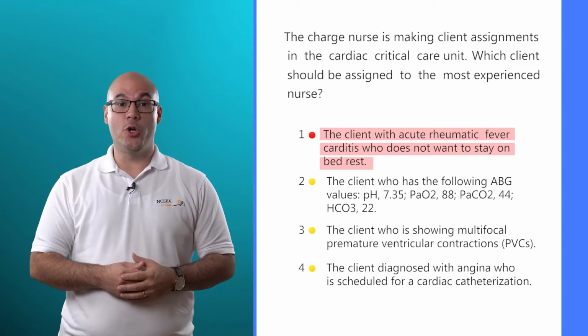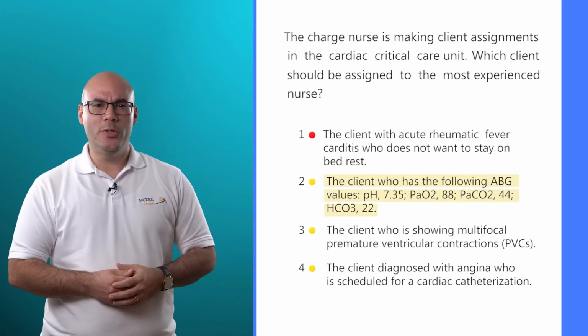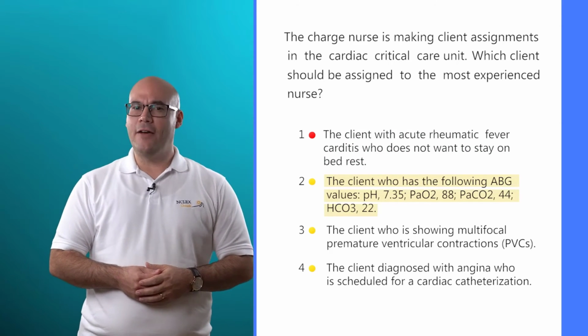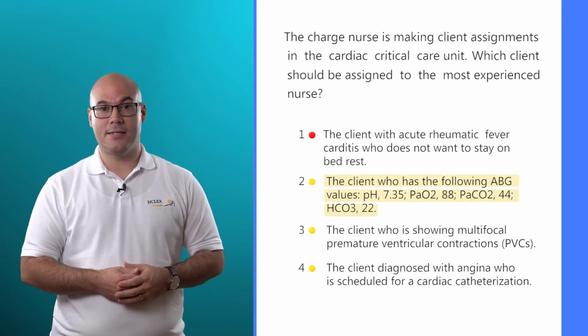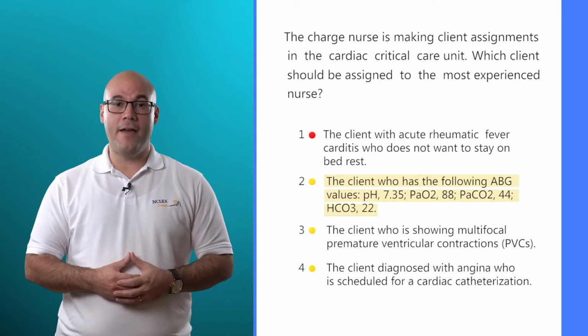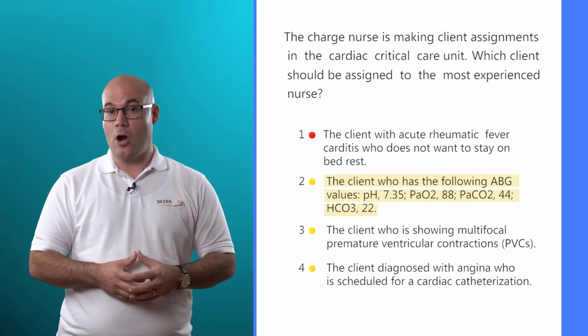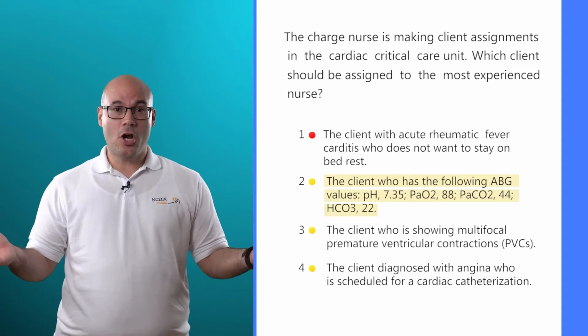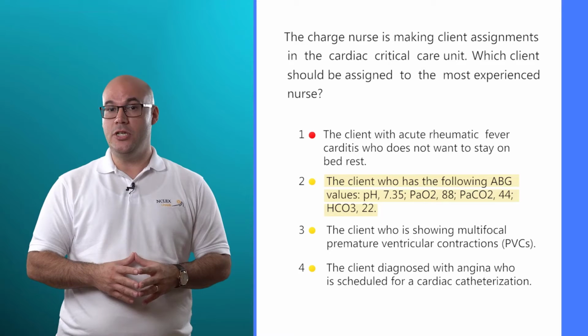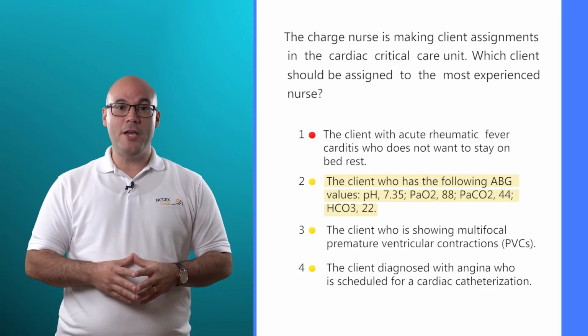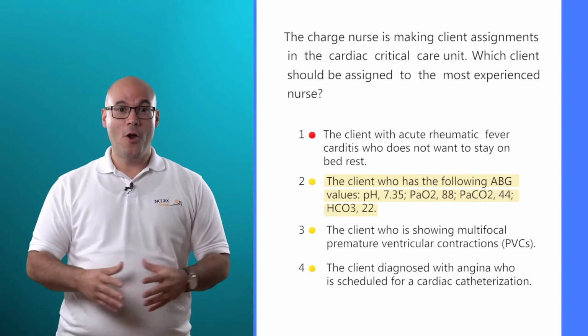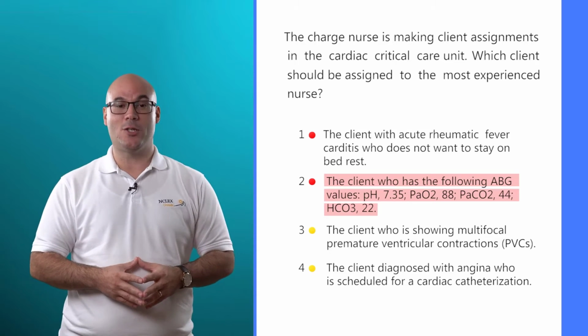Let's look at answer number 2. A client who had the following arterial blood gas: pH 7.35, PaO2 88, PaCO2 44, and bicarbonate 22. These are completely normal ABG values. So this patient is stable, therefore we can eliminate this answer as well.